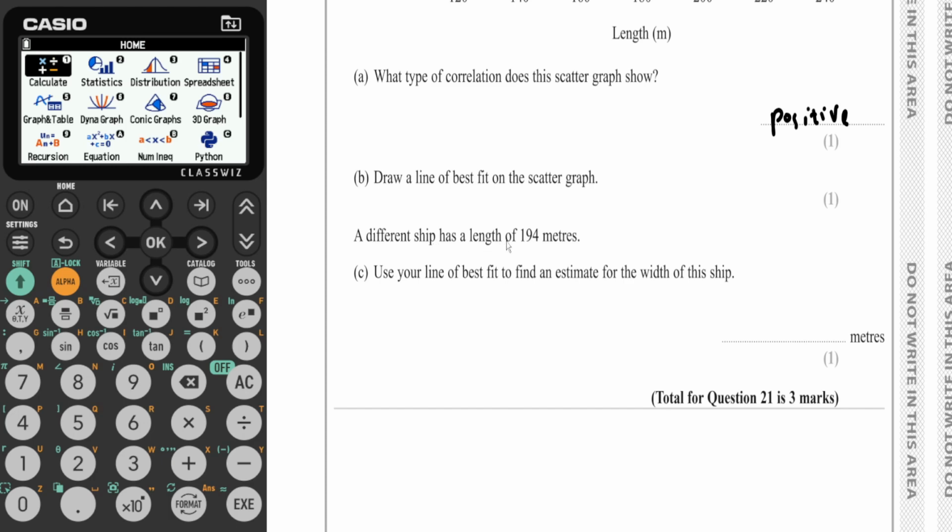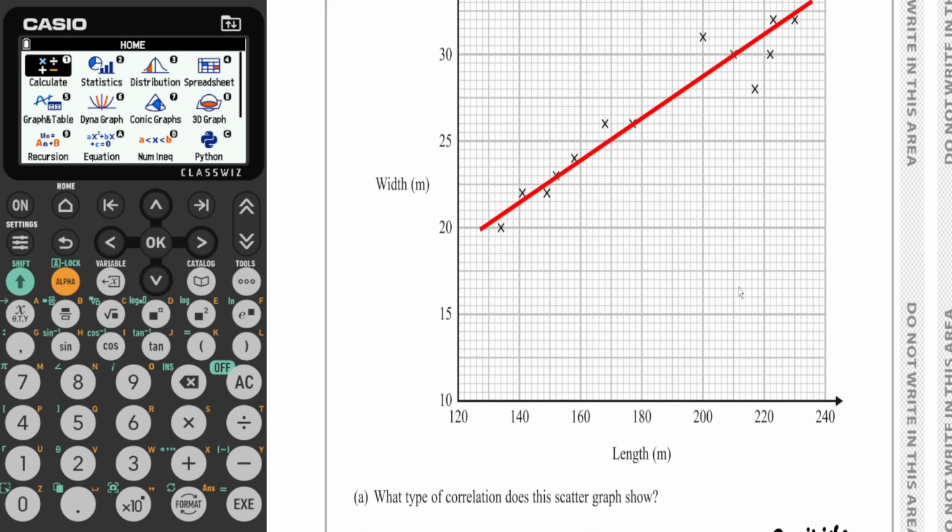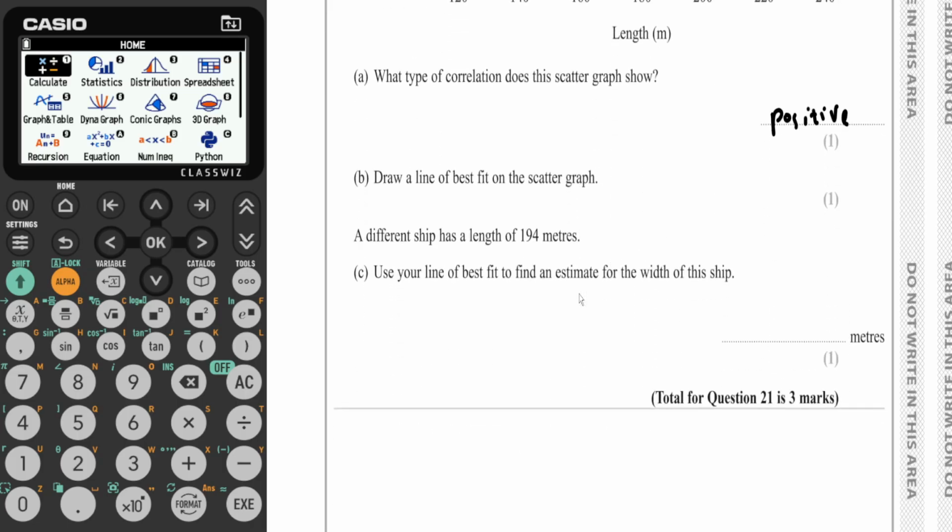A different ship has a length of 194 meters. We have to use our line of best fit to find an estimate for the width of this ship. So here we have to find out where 194 is. So here we've got 190, and 194 would be here. And then we draw a line across, and that value is, well, here we've got 25, then we've got 26, 27, and then here we've got 28. So we've got 28.